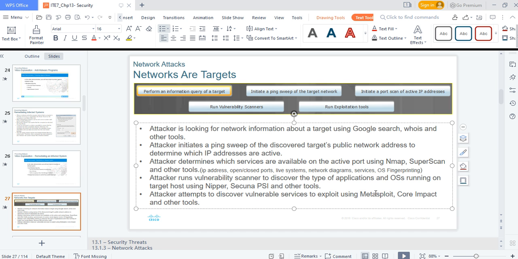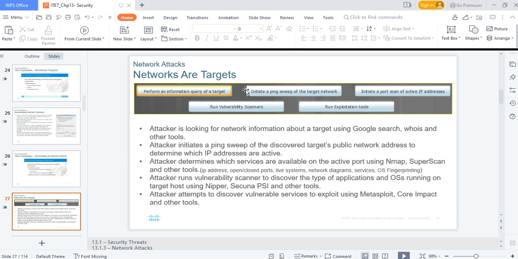Attackers can exploit using Metasploit or Core Impact and other tools. So these are the kind of attacks that can happen in your network. All the person does is that he performs a query of the target, initiates a ping sweep, looks for active IP addresses on the network, runs some vulnerability scanners like Nipper, Nessus, then he starts running exploitation tools like Metasploit and the rest.